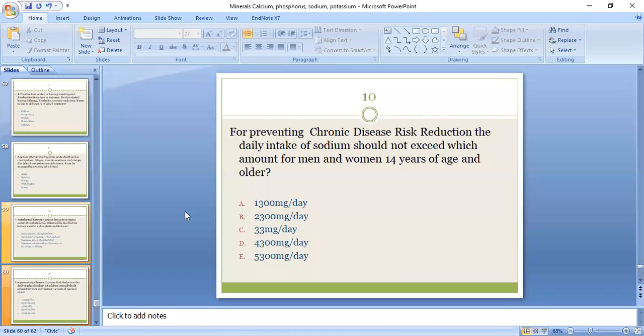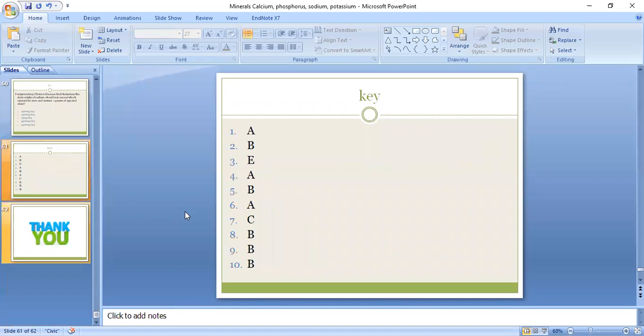10th MCQ: for preventing chronic disease risk reduction, the daily intake of sodium should not exceed which amount for men and women for the ages of 14 years and older: 1300 mg daily, 2300 milligrams daily, 3300 milligrams daily, 4200 milligrams daily, or 5300 milligrams daily? B, 2300 milligrams daily is necessary for chronic disease risk reduction. This is the key of my MCQs, and thank you very much.